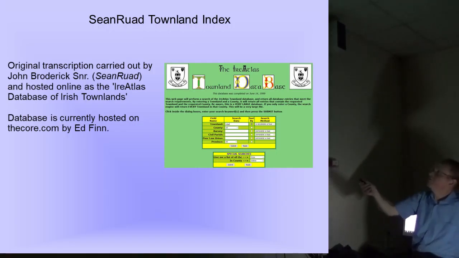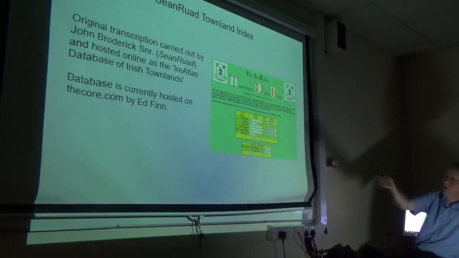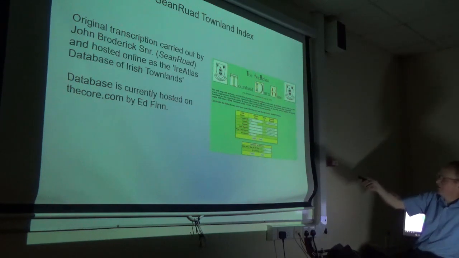That was the original page, but the original transcript was done by a guy called John Broderick Sr. His nickname was Sean Ruitt. He died in Massachusetts, I don't know where he lived. And that was what the page looked like. It used to be hosted on a site called Sean Ruitt, which has been taken over by somebody else, and it's now on the core, and he's the administrator. It was a pretty basic search, and it was very well used when it first came out, I think about 2008, 2009, something like that.